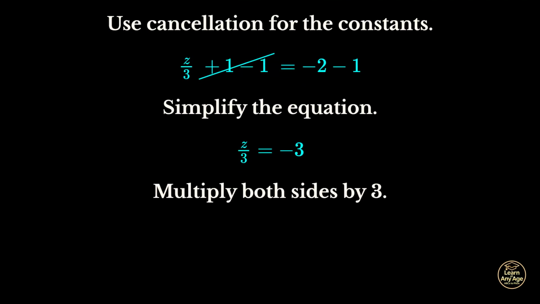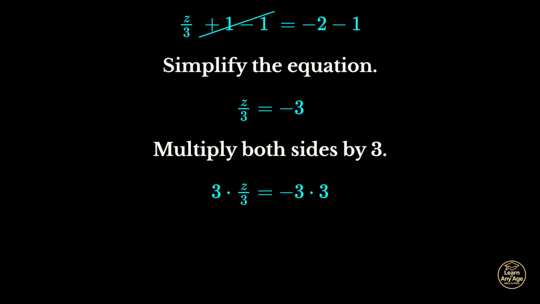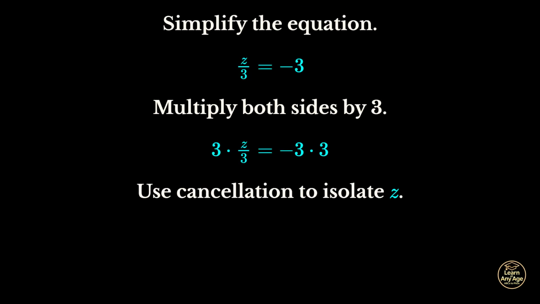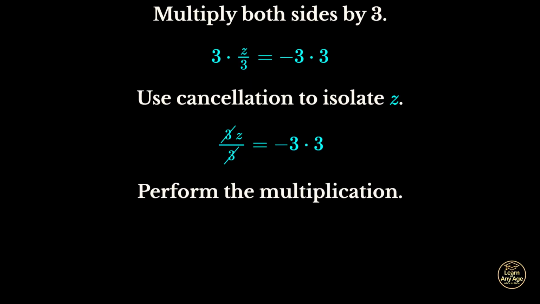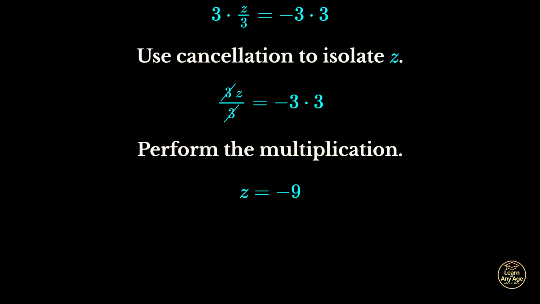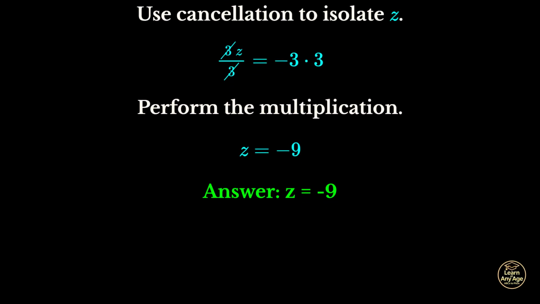Multiply both sides by 3. 3 times z over 3 equals minus 3 times 3. Use cancellation to isolate z. 3 cancelled out, z over 3 cancelled out equals minus 3 times 3. Perform the multiplication. Z equals minus 9. Answer, z equals minus 9.